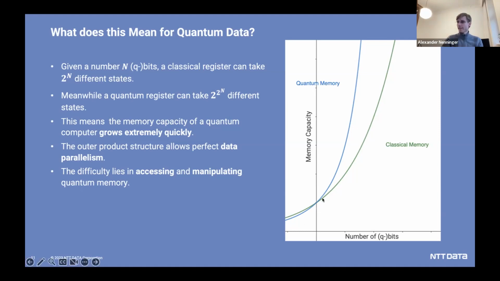Here on the right-hand side, I've plotted again how the memory grows. For 1 qubit, it's the same. 1 bit or 1 qubit, the memory capacity is the same. You can see that quantum memory just goes through the roof much quicker.